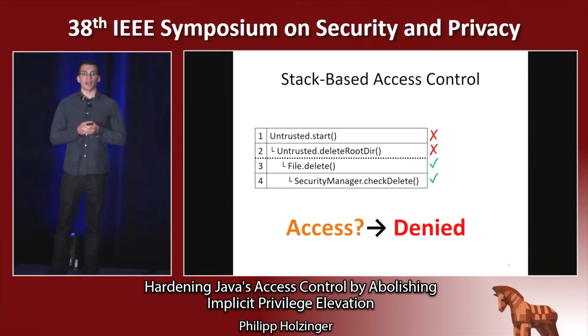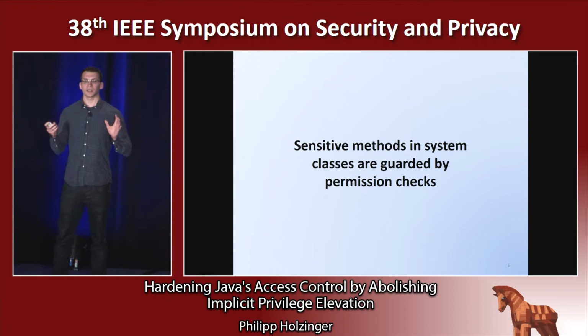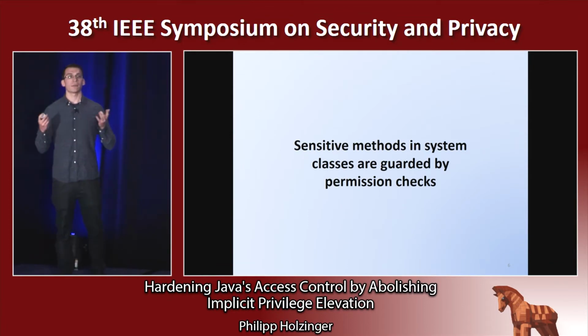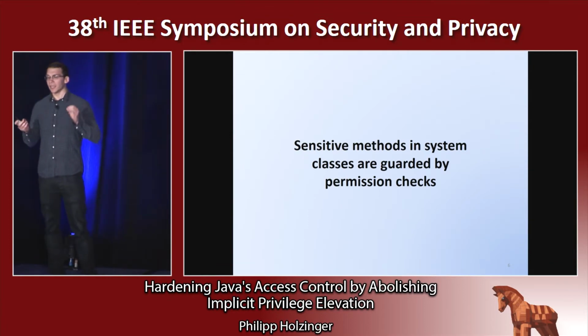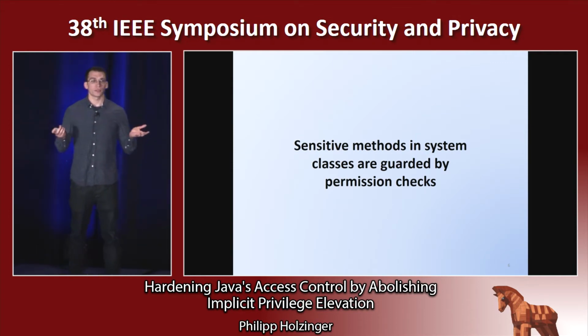So this is basically how access control in Java works. And what we keep in mind now is that sensitive methods in system classes are guarded by permission checks. Now, until this point, this is very well known, and this is how the security model is supposed to work.